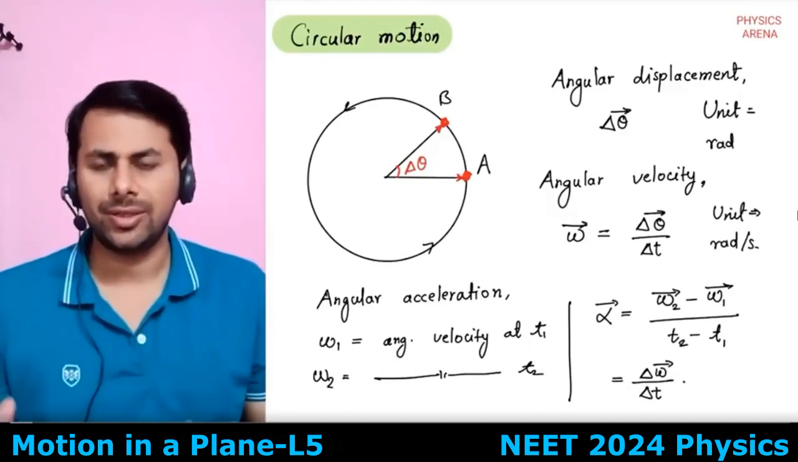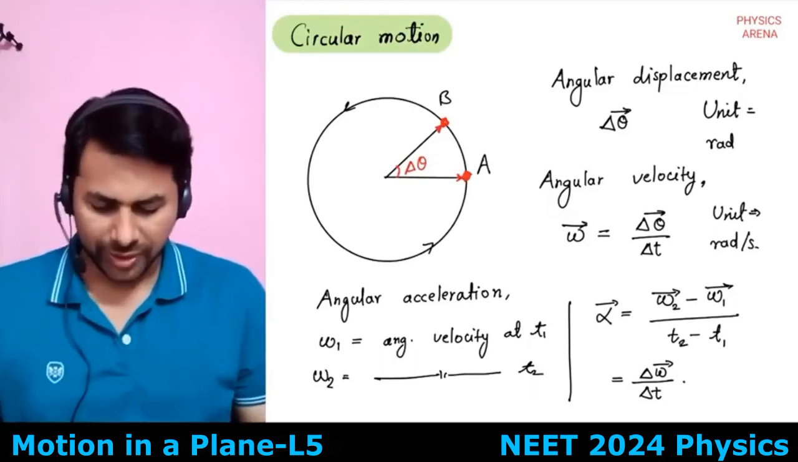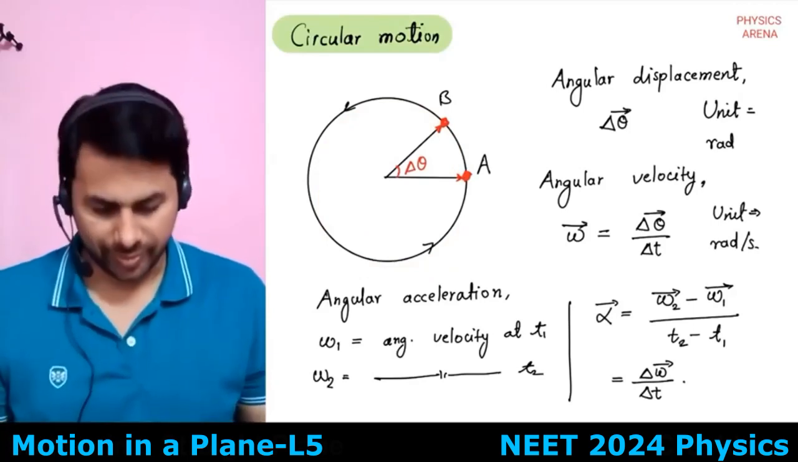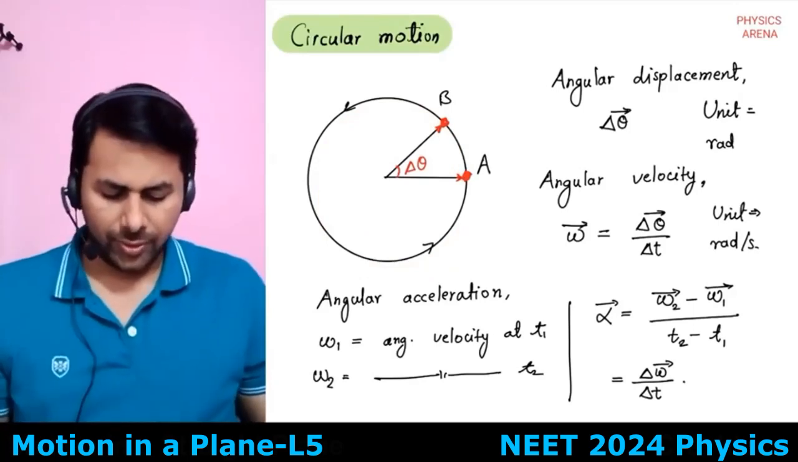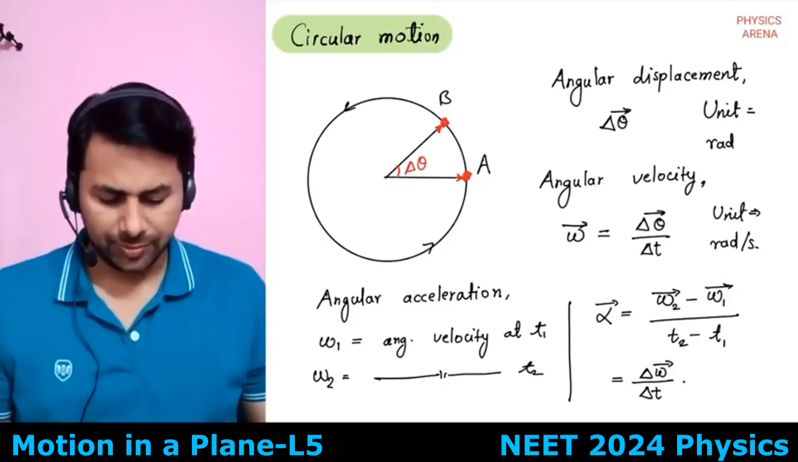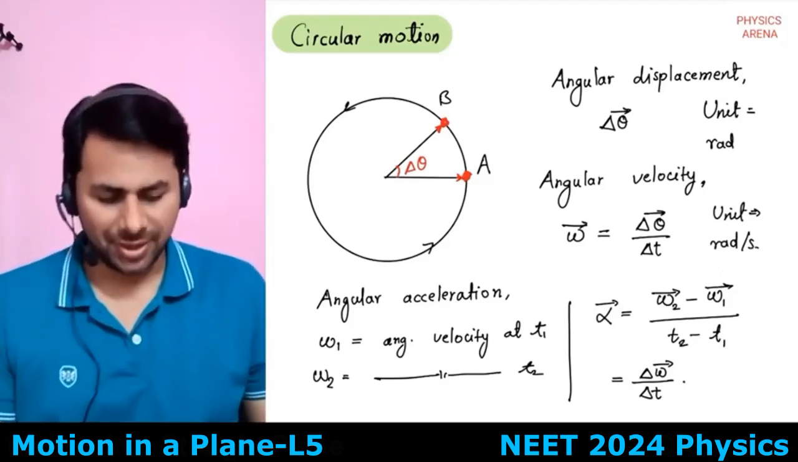Today we are going to see the circular motion. So now what is circular motion? Motion of an object along the circumference of a circle, right? So there are a few terms related to this circular motion, and let's see those terms.